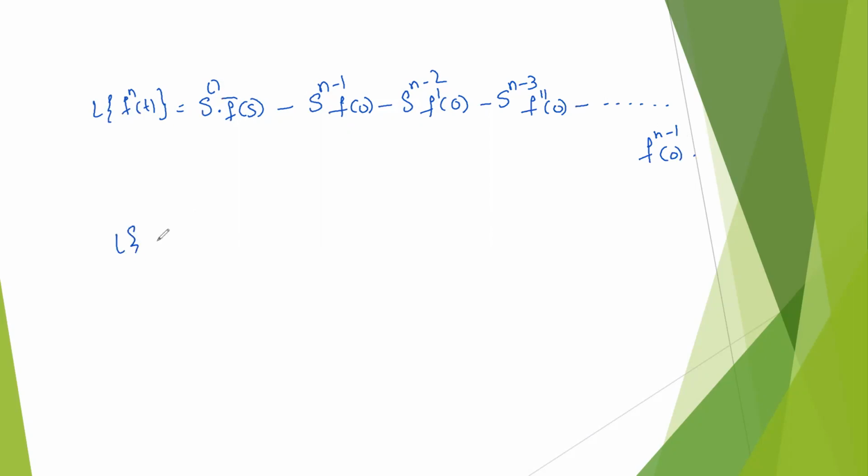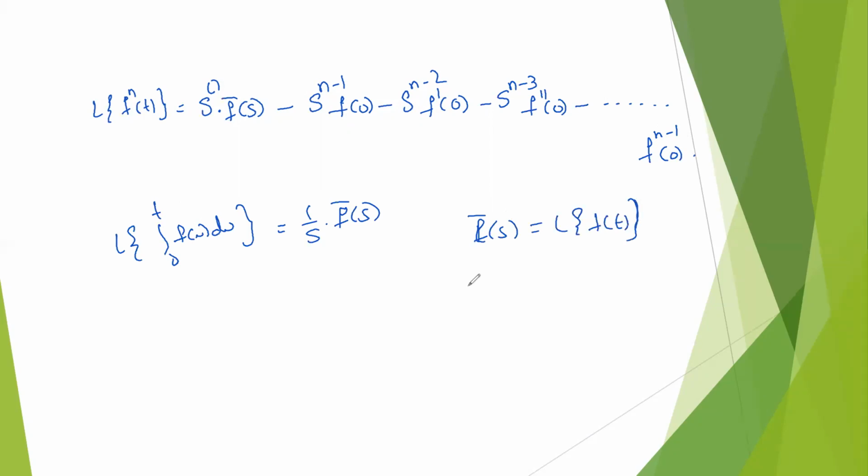Okay, and the Laplace transformation of the integration over 0 to t of f of u du is defined as 1 by s into f bar of s, where f bar of s is nothing but the Laplace transform of f of t. So by using these formulae, we can evaluate a few different kinds of questions. So with this video, we completed the Laplace transformation of derivatives and integrals.